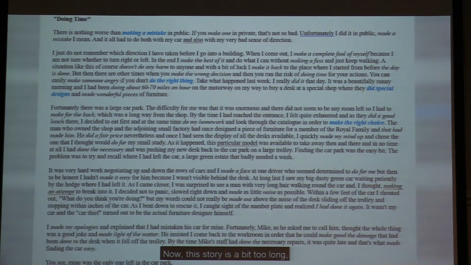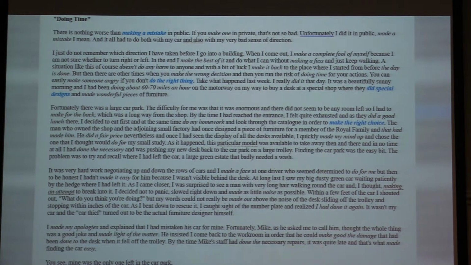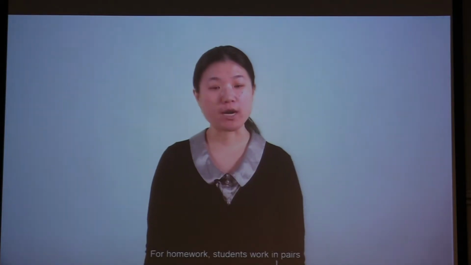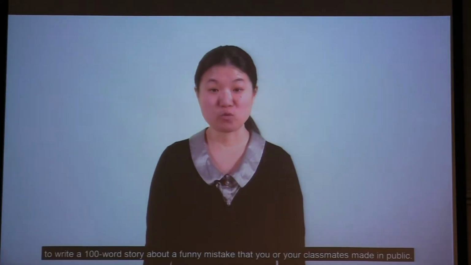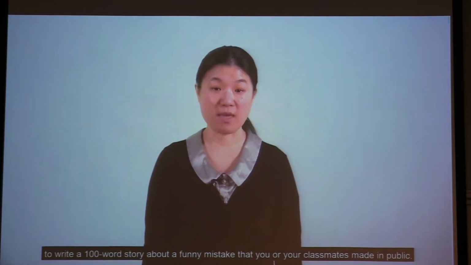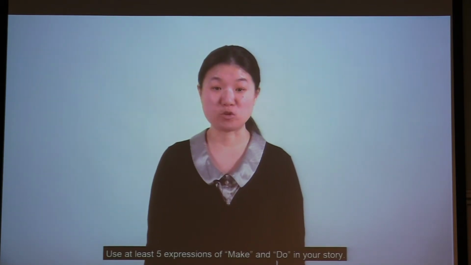Now, the story is a bit too long, but the teacher doesn't have to show the whole story to the class. There are actually 2 examples in the passage, so the teacher can just show one incident, for example, which is just the first 2 paragraphs, and highlight 5 collocations with make and do for the students to discuss in class. For homework, students work in pairs to write a 100-word story about a funny mistake that you or your classmates made in public. Use at least 5 expressions of make and do in your story.